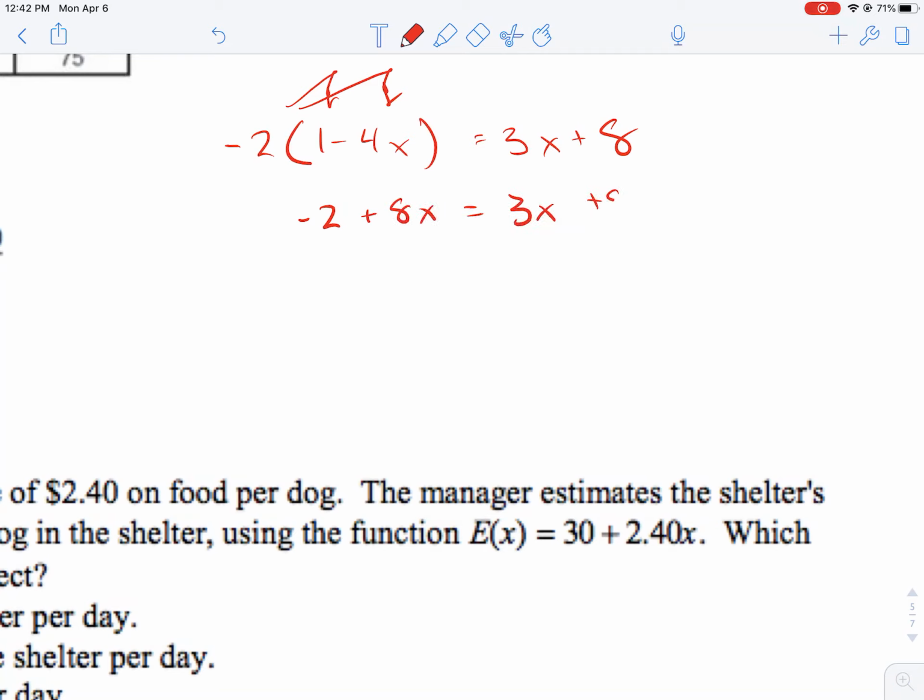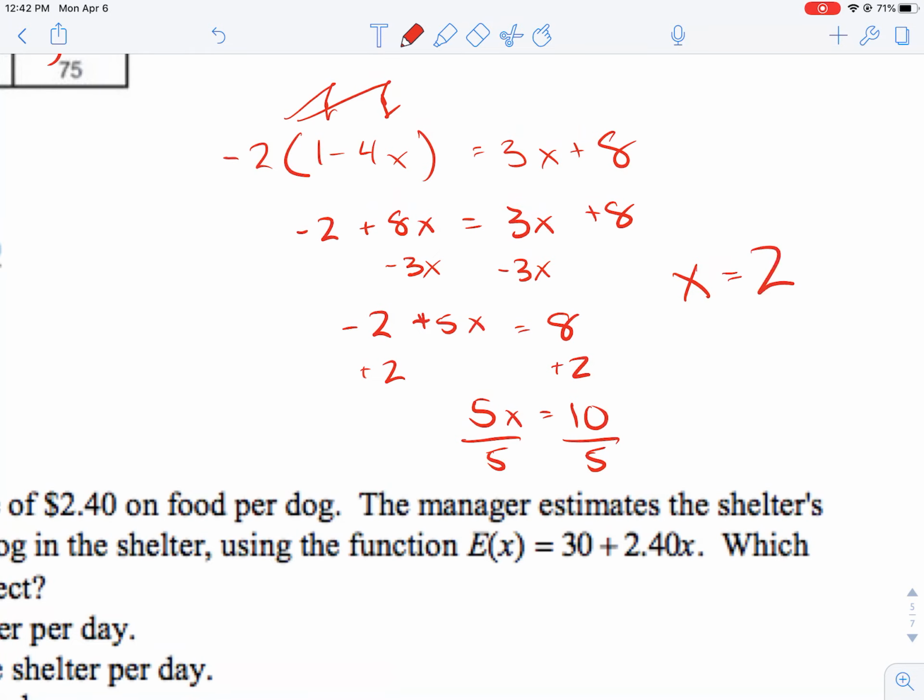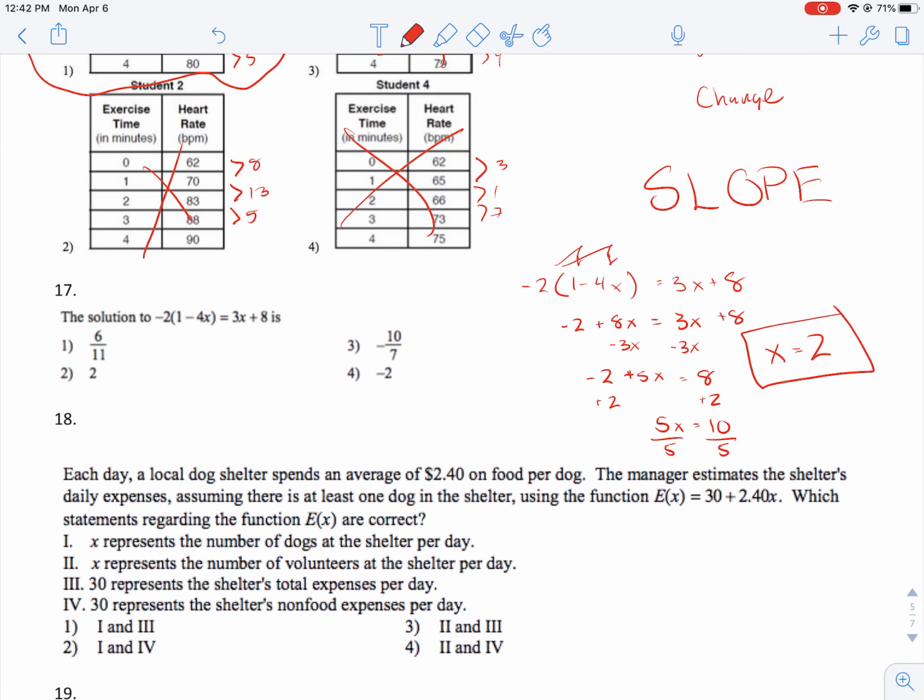So this is a multi-step problem. In order to solve it, we need to distribute that 2. So we get negative 2 plus 8x is equal to 3x plus 8. Subtract 3x. We get negative 2 plus 5x is equal to 8. Add 2 to both sides. You get 5x is equal to 10. Divide by 5.